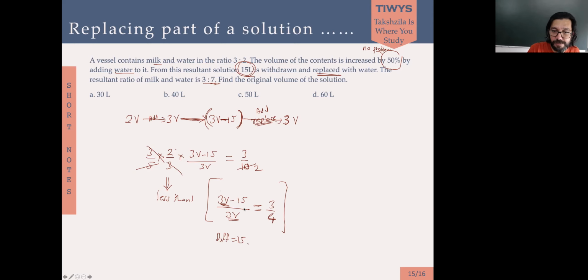What difference? The numerator and denominator. The difference is 15. So the difference here should be 15. So this is going to be 45. This is going to be 60. So 3V is 60. You have got it. V is 20. Remember, original answer is 2V. Yeah, 40.